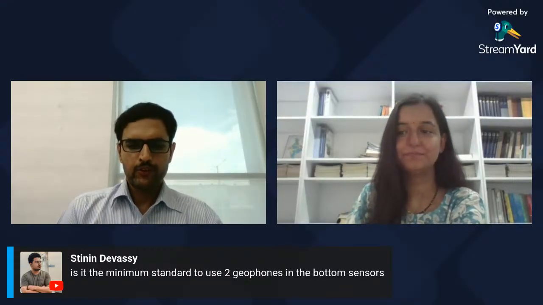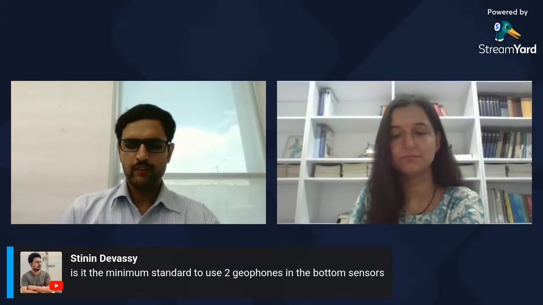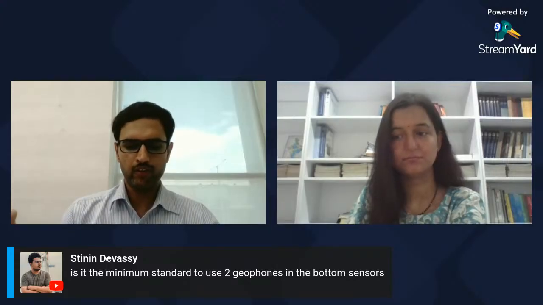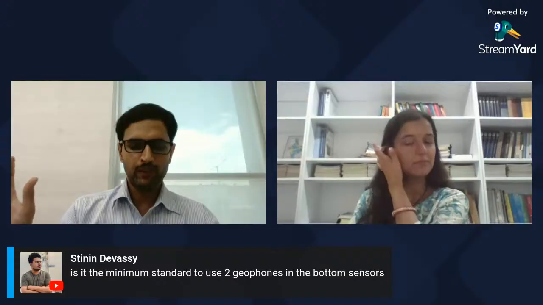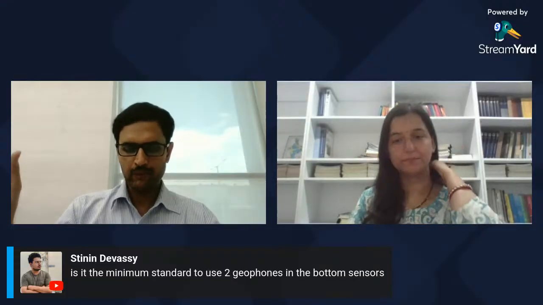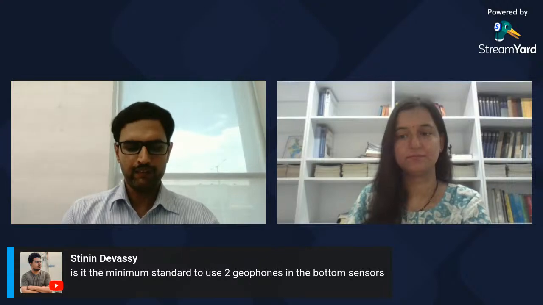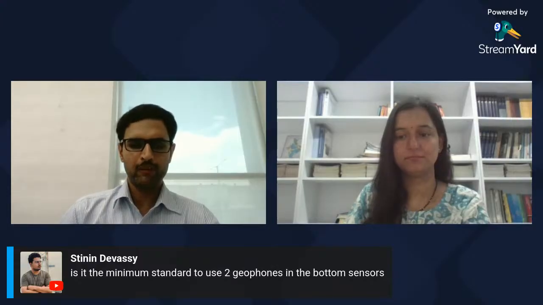I think it's always good to at least have two geophones in your seismic module because that gives you a true interval, as they say, of the shear wave velocity. Because in order to calculate the shear wave velocity, you have to take the difference between the wave distances and then the wave arrival times. So by having two geophones, it can give you more accurate assessments of the shear wave velocity compared to just having one geophone.